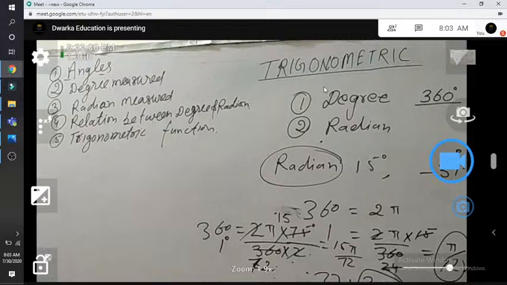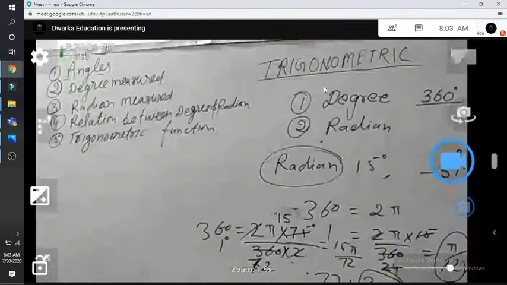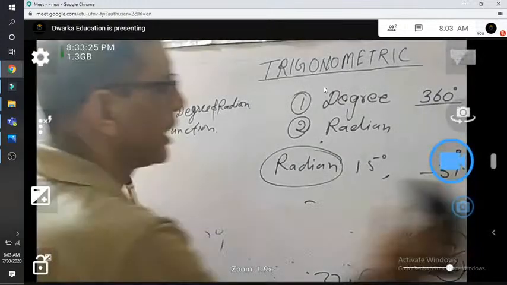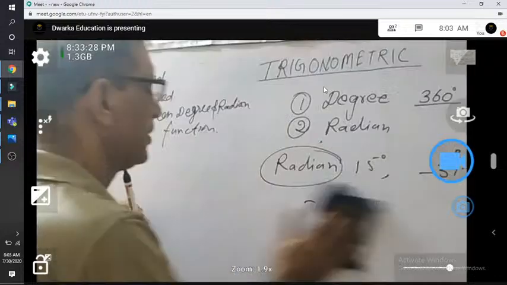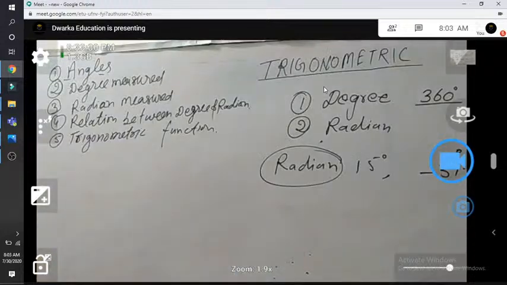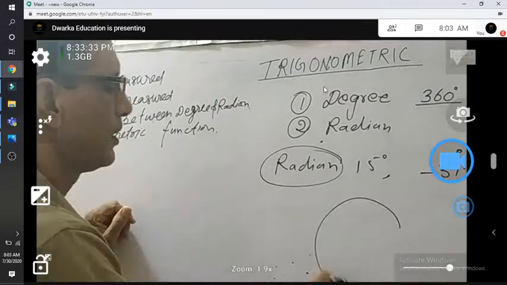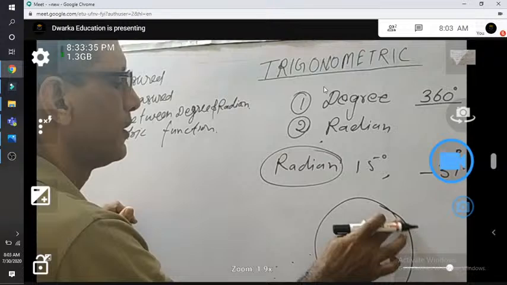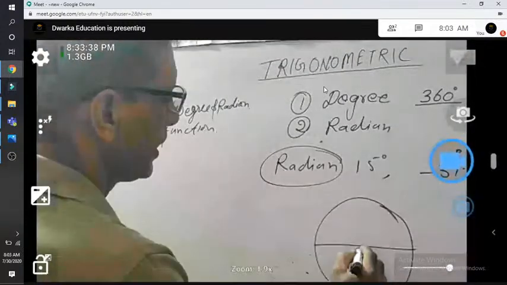Fifth question, NCERT book, 9.1. In a circle of diameter 40 centimeter, the length of the chord is equal to 20 centimeter. Find the length of the minor arc of the chord. First of all, we take the diagram. In this question, in a circle, diameter is 40 and radius becomes 20.